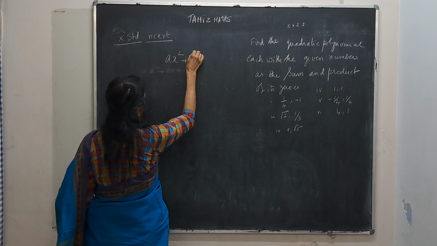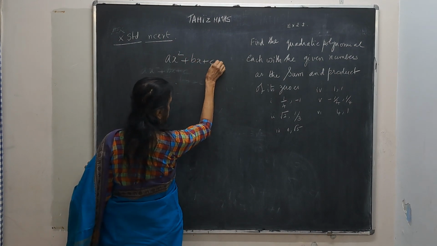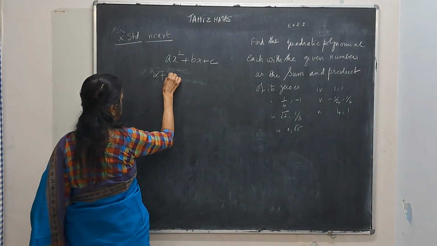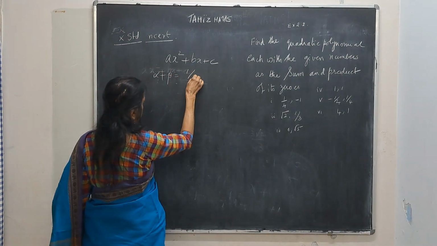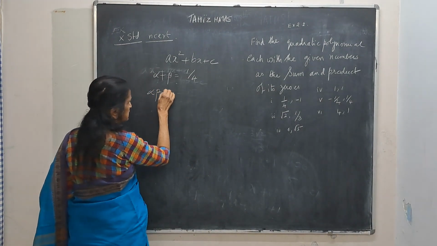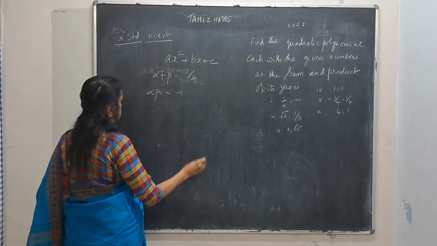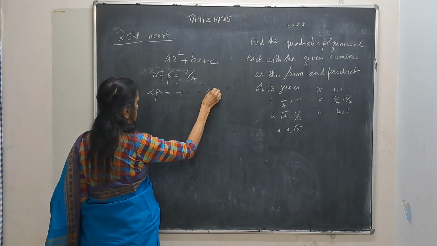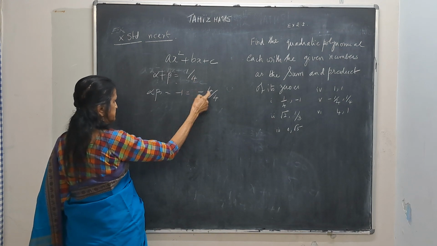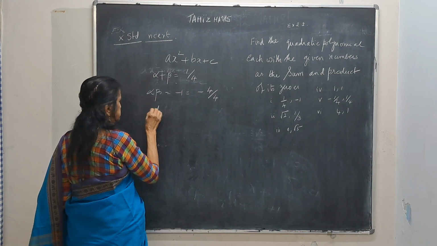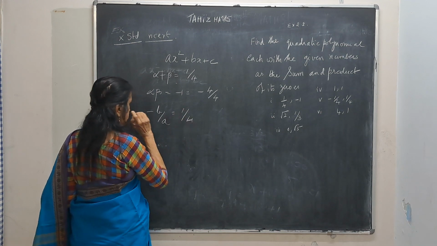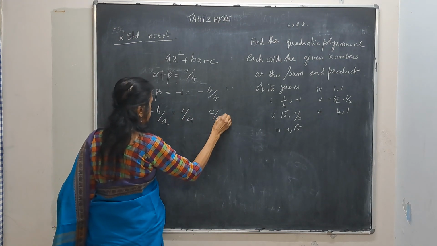ax square plus bx plus c. Alpha plus beta for case 1 I am doing is 1 by 4. Alpha beta is minus 1, which could be written as minus 4 by 4. Why I am doing this means I want this. Alpha plus beta is minus b by a. Alpha beta is c by a.